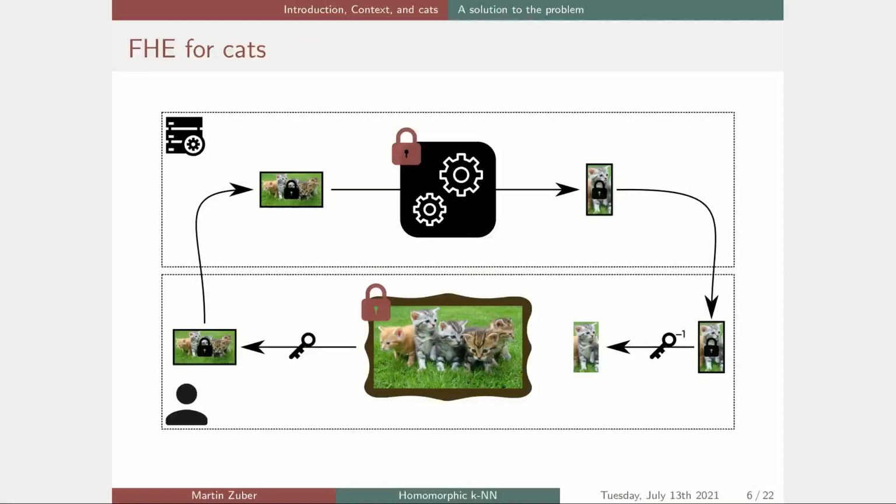Now, what would that mean for our cats? Well, in that case, the user can just encrypt the picture of their cats and send it over to the server, who can then compute over encrypted data and send the result back. That way, both the complex algorithm and the privacy of the cats is protected.